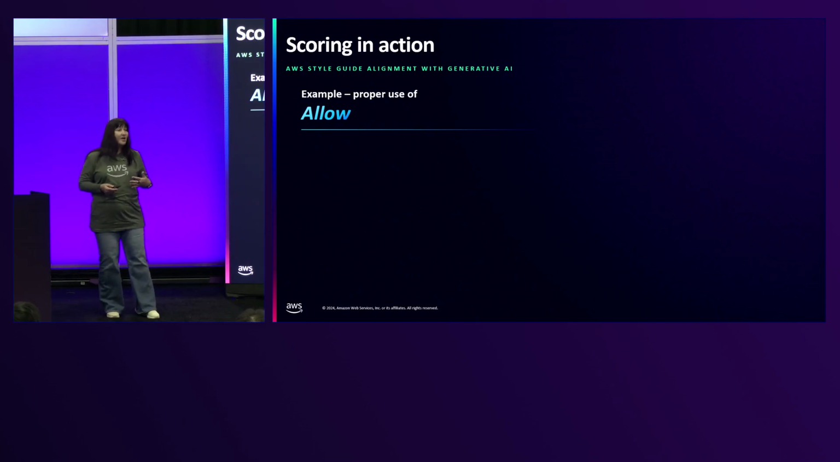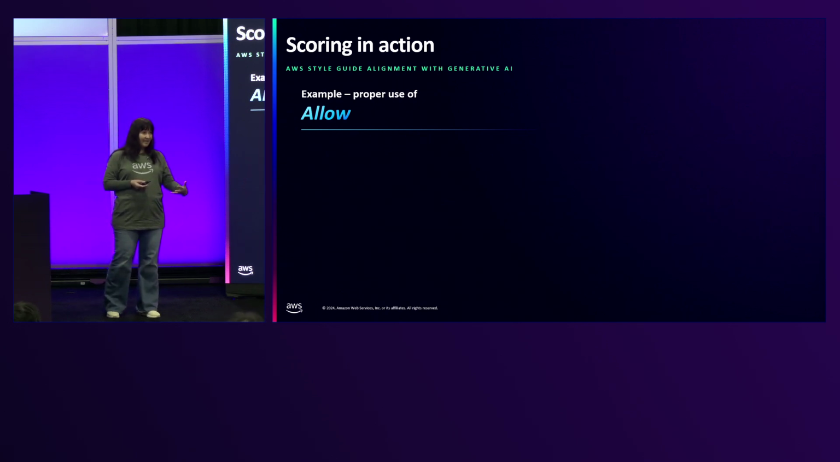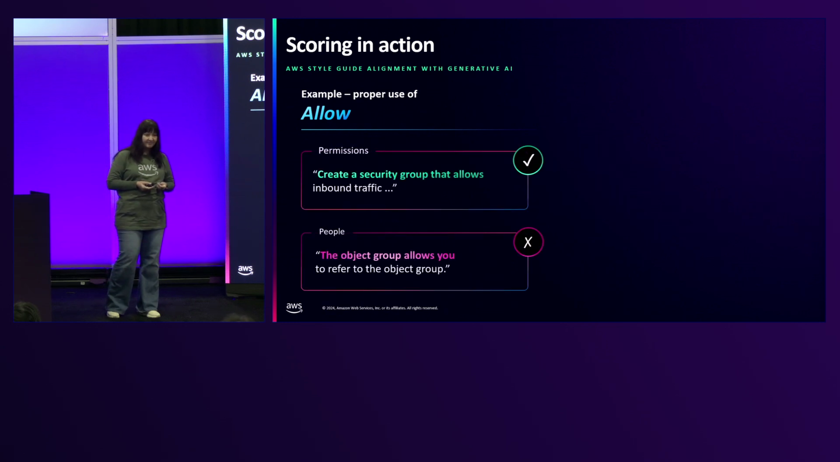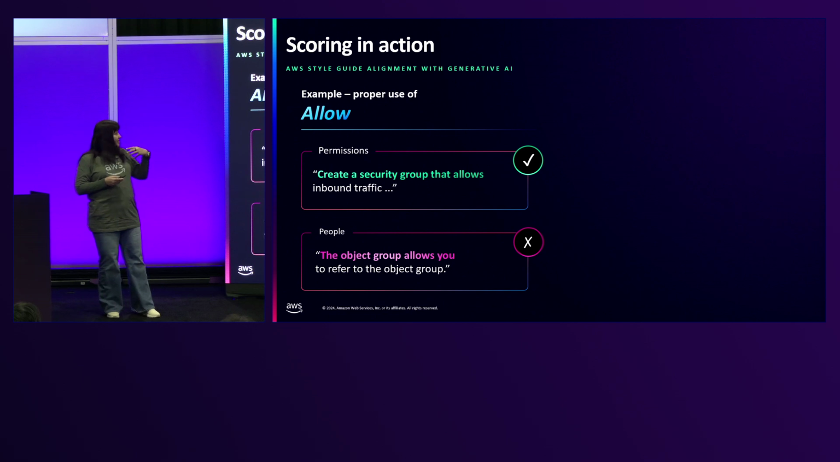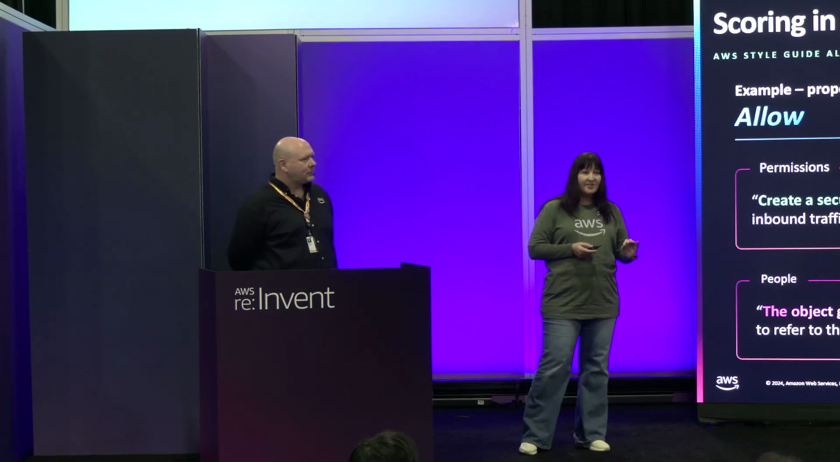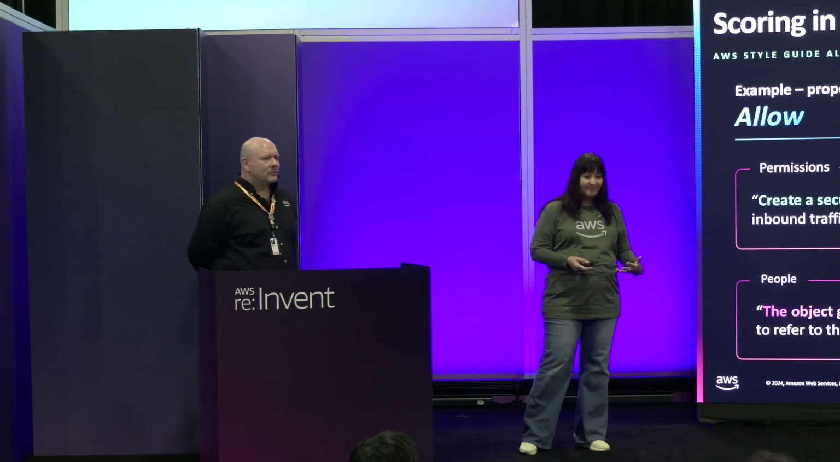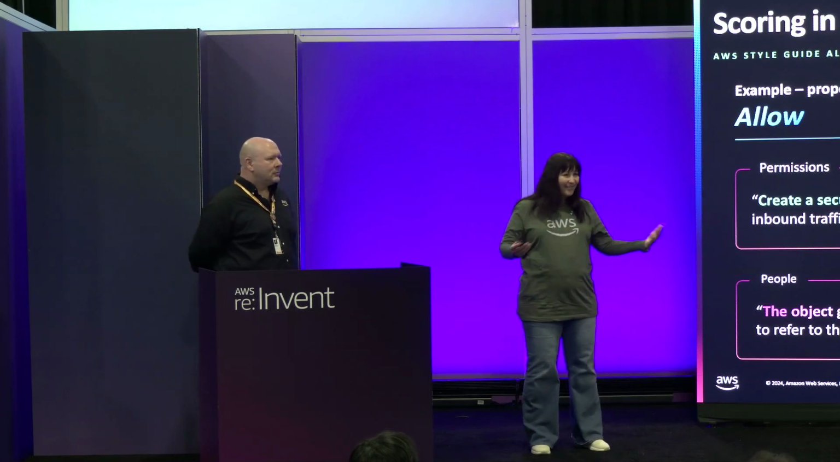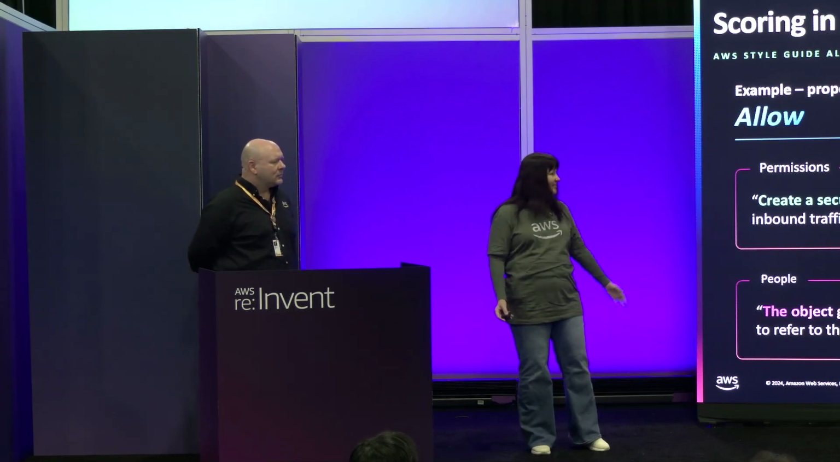One of the challenges that we're addressing with generative AI is compliance with the AWS Style Guide. And the word allow is a common issue that's coming up. According to our Style Guide, you should only use allow when referring to permissions, such as setting up a security group. We caution against using allow when referring to people, because we don't dictate what you're allowed to do. You're free to make your own choices.